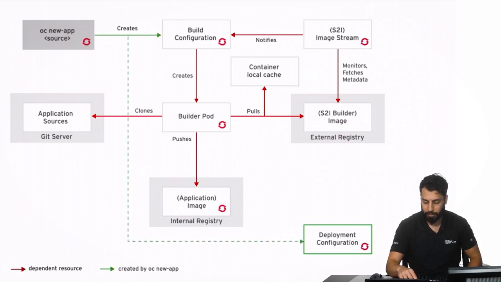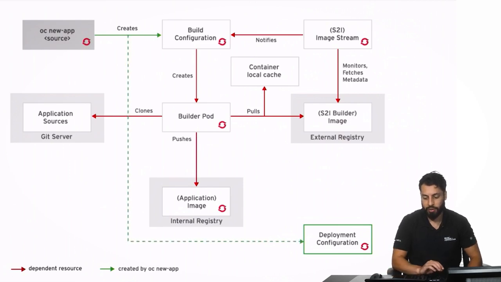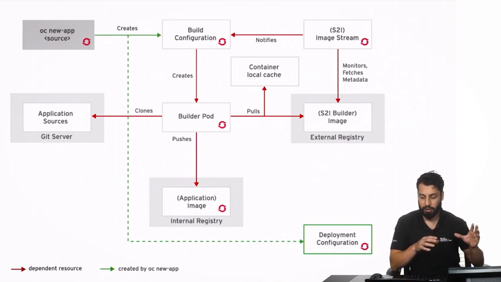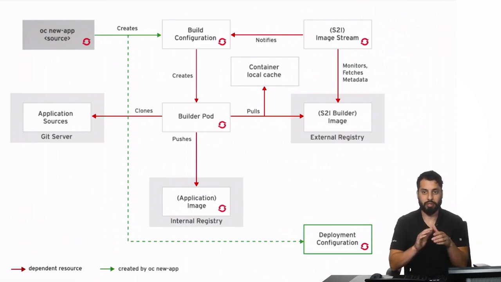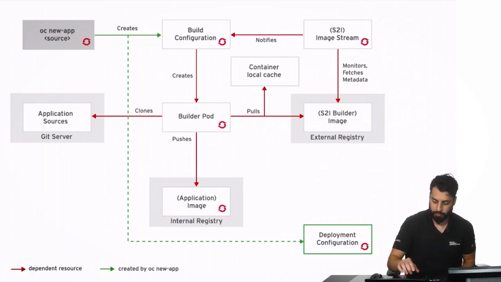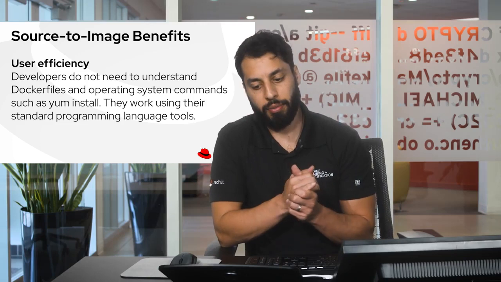The other thing that's happening is that the deployment configuration is being created. I'll talk a little bit more about the distinction between the build configuration and the deployment configuration in a second. But the thing to know here is that the build is going to be responsible for creating the image, whereas the deployment configuration is going to then be responsible for taking that image and creating the pods based on that image. So what are the benefits of source to image?